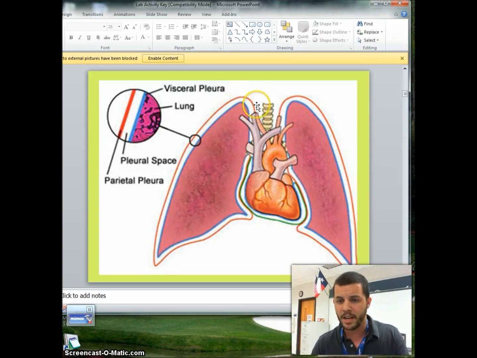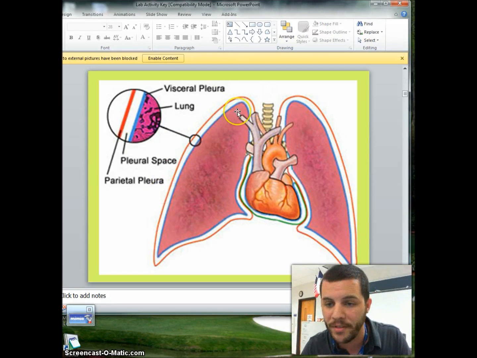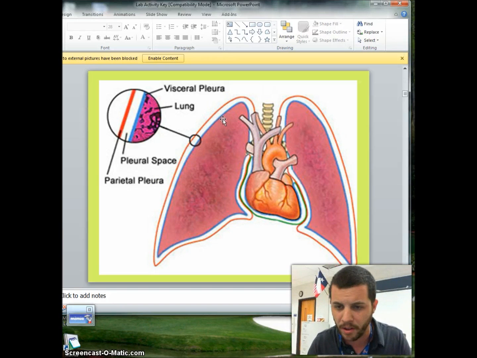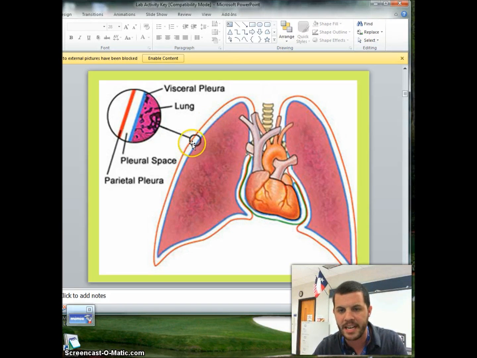Okay, so notice, here's my parietal layer right here, this outermost layer. The red area is my parietal layer. That's the part that's the outermost. You also have the visceral pleura here, okay, pleura because it's on the lungs. The visceral pleura here is the innermost layer. And then this pleural space inside here, this is where you're going to find the serous fluid.